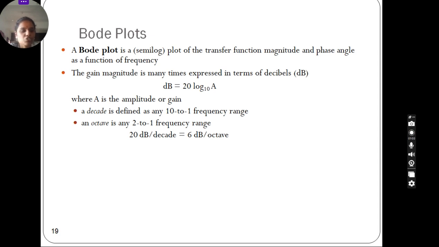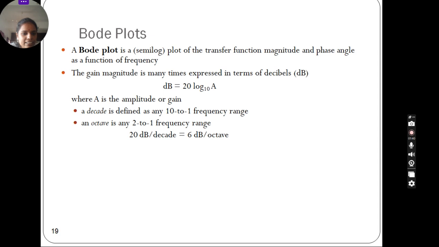First, the Bode plot. What is the definition of a Bode plot? A Bode plot is a semilog plot. It uses a semilog graph for calculating the transfer function's magnitude and phase angle as a function of frequency. The magnitude and phase values will be found as a function of the frequency. The gain magnitude is often expressed in decibels, dB. dB is equal to 20 log 10 of A, where A is the amplitude or gain.